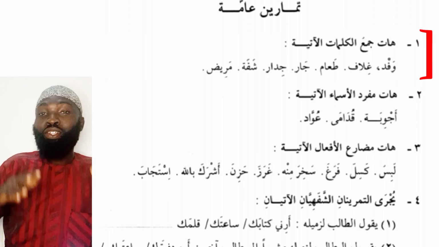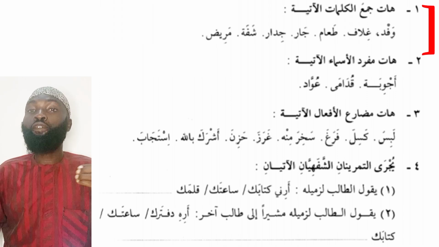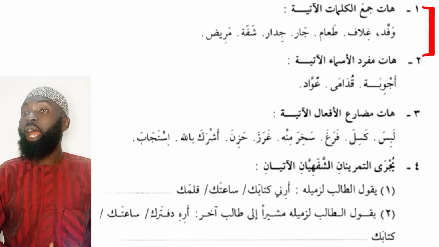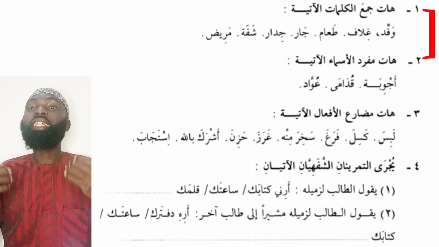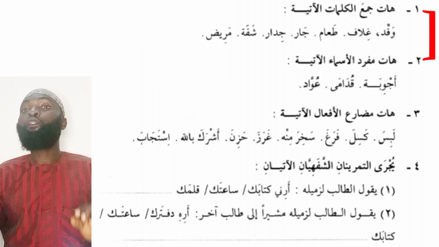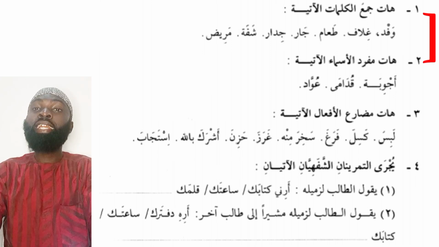Now we have tamarinu amma, general exercise to help us understand some of the things we've done in the past. The first one says, Hati jama' al-kalimat al-atiya, you are to provide the plural forms of the following words. The first word we have here is wafdun. Wafdun simply means delegate or delegation. You can say, Sayati wafdun min ihda jami'at Nigeria, which means a delegate from one of the universities of Nigeria will come. So wafdun, a delegate, wufud, that is delegates.